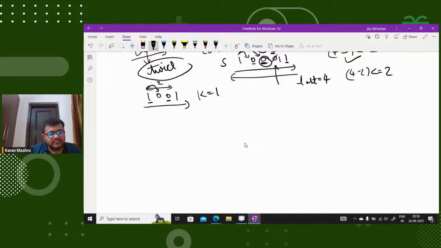But if I move from right to left, I can see that this person can infect this one, because the distance between them is 1.